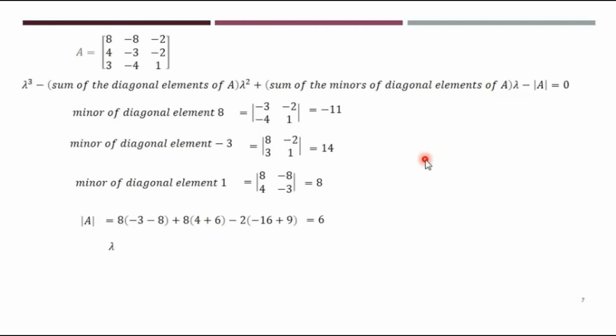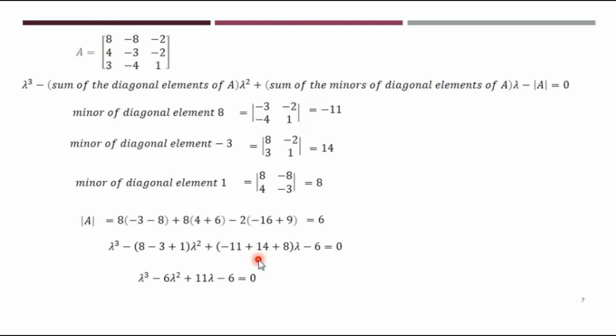Substitute किया तो क्या आएगा? Lambda cube minus sum of the diagonal elements, 8 minus 3 plus 1, into lambda square. जितने भी minors निकालने, we have to add all those, minus determinant of A equal to 0. ठीक है? Simplify 8 minus 3 plus 1, 9 minus 3, that is 6. Then simplify this also. So we will get the characteristic equation as lambda cube minus 6 lambda square plus 11 lambda minus 6 equal to 0.